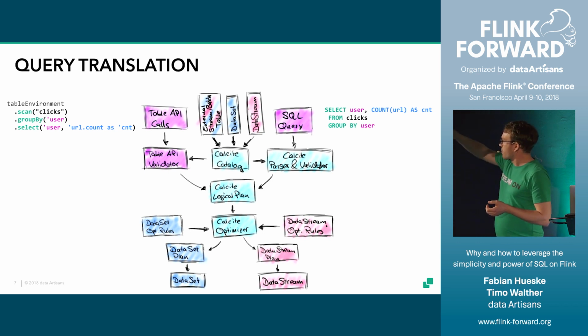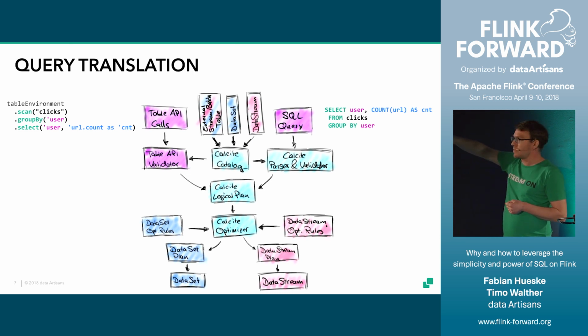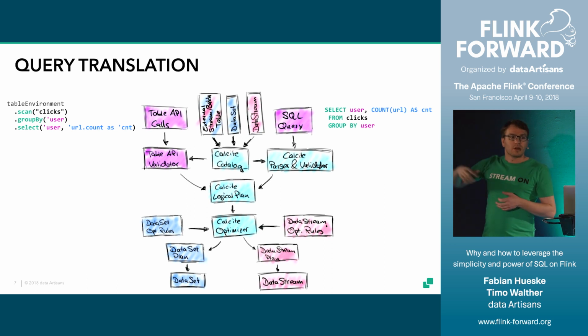And both queries are translated into the same logical representation. So both queries are being translated into a Calcite logical plan. In case of SQL, we are using Calcite's SQL parser and validator. We get the logical plan. In case of the Table API, we translate the API calls also into a logical query plan and get it in Calcite.